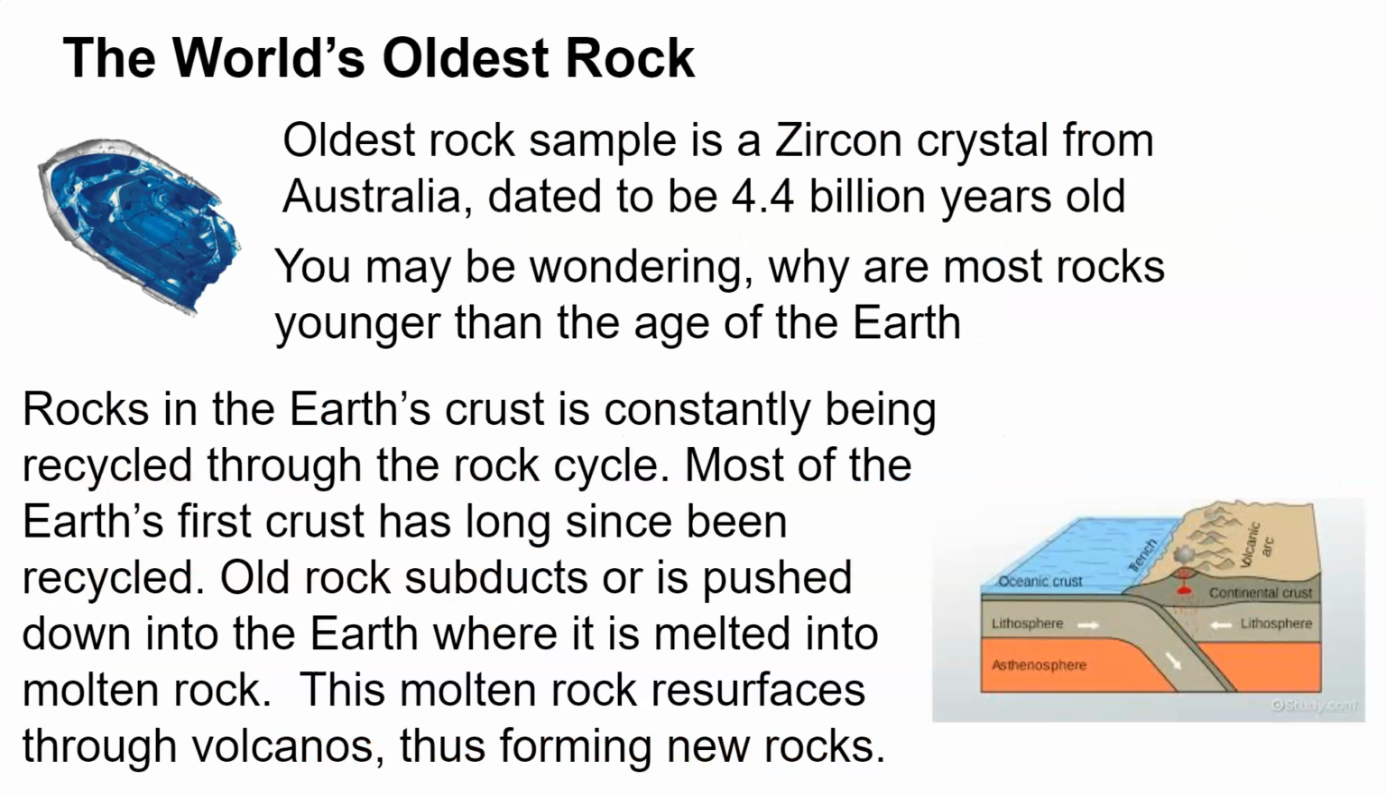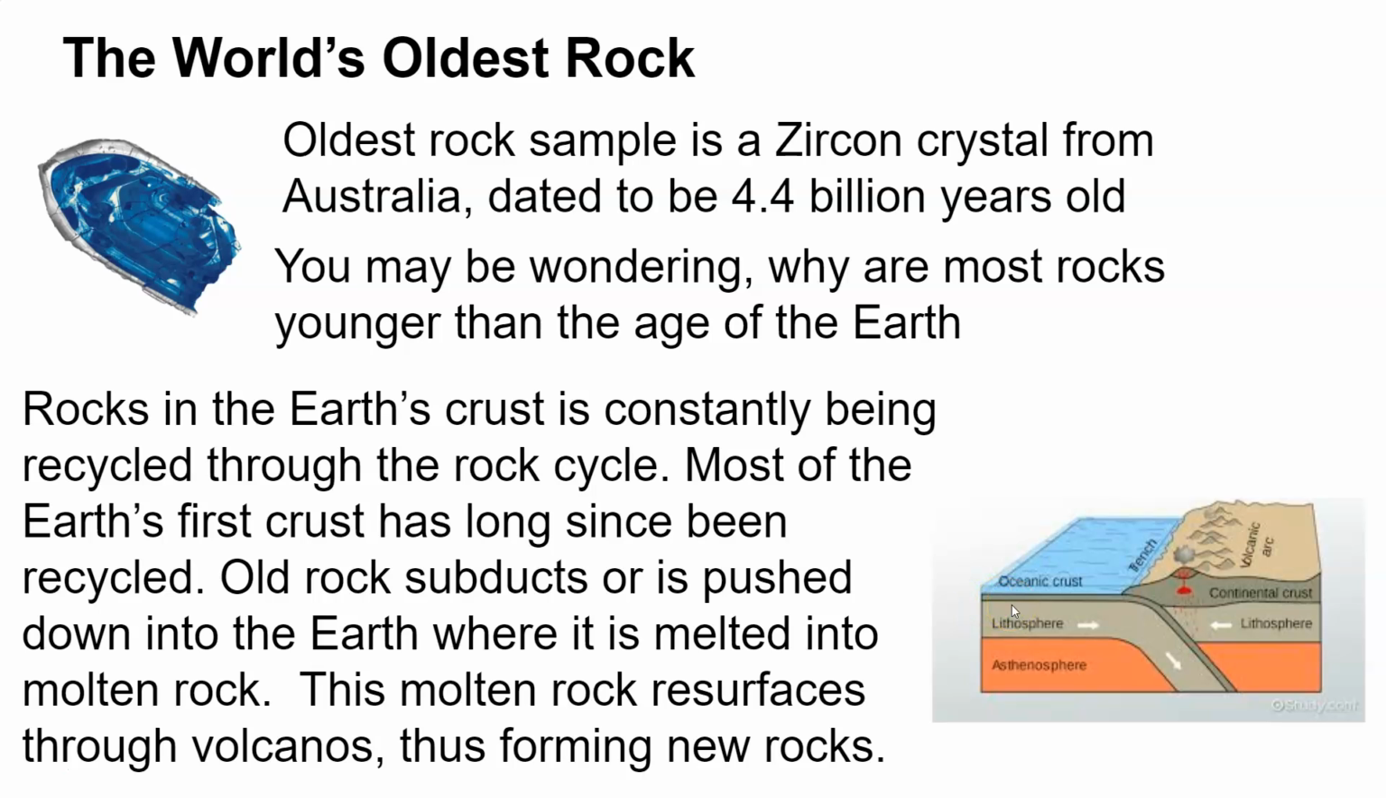Now, did you know that there is the world's oldest rock? It's a zircon crystal from Australia, and it's dated to be about 4.4 billion years old. Now, most rocks are actually younger than that. Even though the Earth is about 4.5 billion years old, most rocks are younger, and that's because, remember, the crust, Earth's crust, is constantly being recycled through what's called the rock cycle. So what do I mean by that?